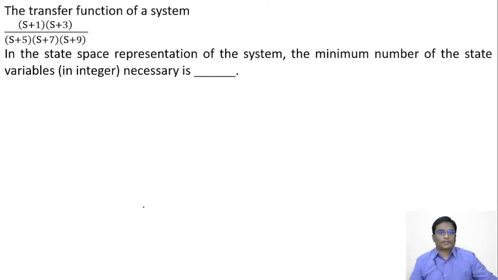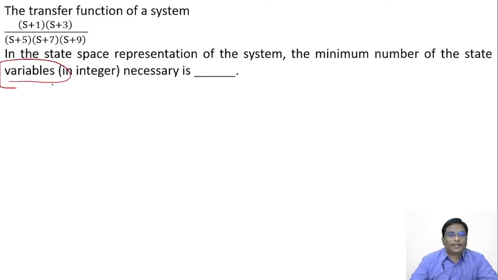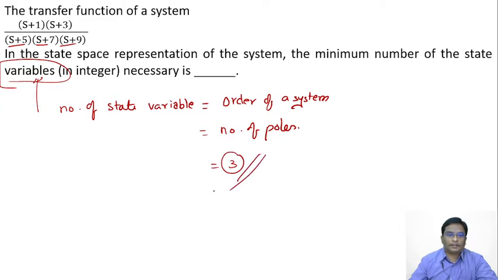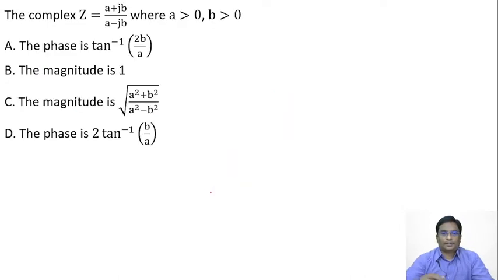The transfer function of a system is given as s plus 1, s plus 3 by s plus 5, s plus 7, s plus 9. For the state space representation of the system, what is the minimum number of state variables? The number of state variables is nothing but the order of a system. Order is nothing but the number of poles. How many poles here? This is 1, this is 2, this is 3. That's all, 3. That's finished. Let's move on to the next question.